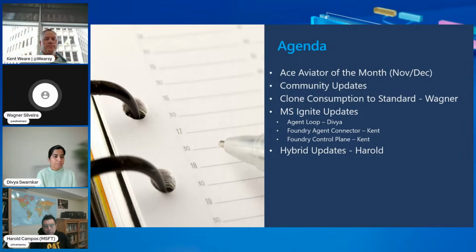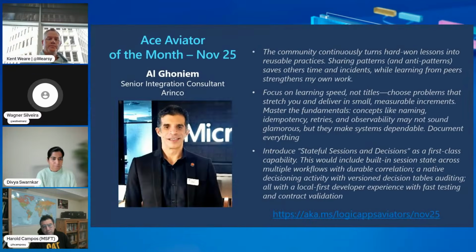Then we have some community updates, and then I'm going to be talking quickly about clone to consumption. After that, Divya and Kent have lots of MS Ignite updates, and Harold has some hybrid updates to bring to you. So let's go. In November, we had Al Ghoniem as the Ace Aviator.